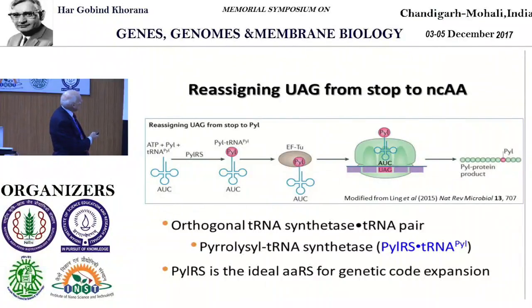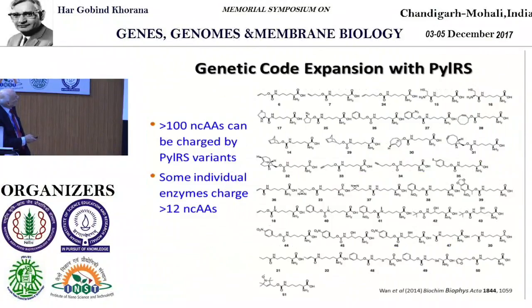So you have an original orthogonal amino acid tRNA synthetase pair, for instance pyrrolysyl tRNA synthetase and tRNA-Pyl. This pair should not interact with the other amino acid tRNA synthetases of the organism, nor should the tRNA be charged by any of the synthetases of the organism. So this is orthogonality. And PylRS, we now know, is the ideal synthetase for genetic code expansion. So the genetic code can be expanded with PylRS.